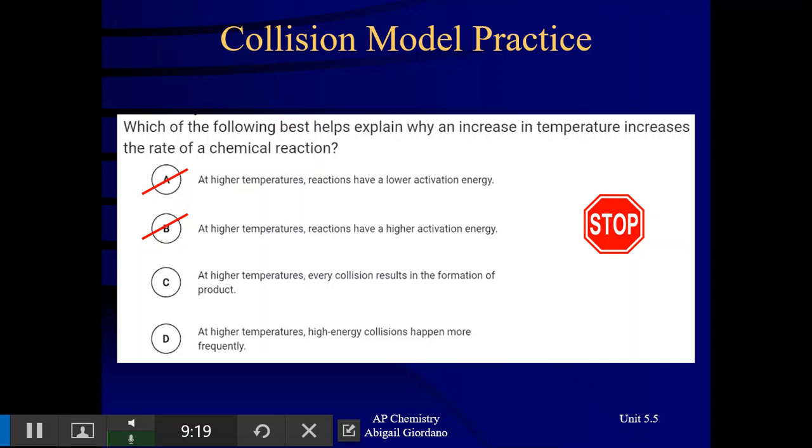That's a set value. Answer choice C, at higher temperatures, every collision results in the formation of product. No, not necessarily, because remember, they also have to have the correct molecular orientation. So the answer is D. All that happens when you raise the temperature is you're going to have more collisions and more collisions at a higher energy. So there's going to be more frequent, more fruitful collisions.